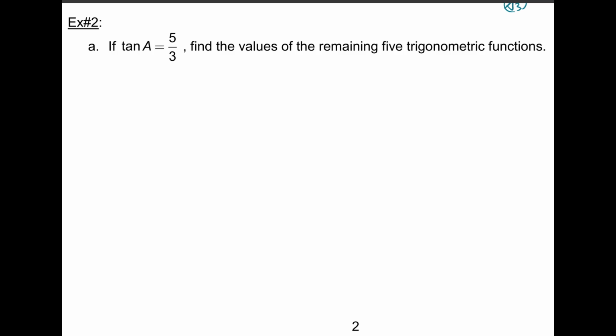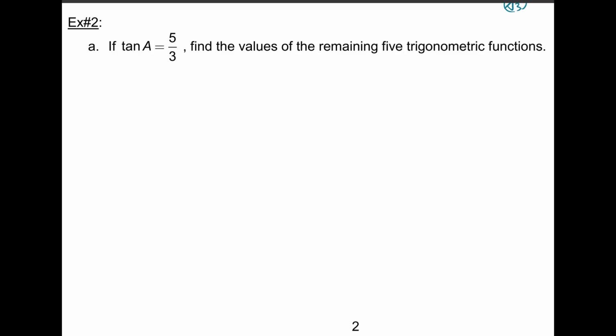All right, example 2. If tangent of A is equal to 5/3. So sometimes your book, the problems I assign, the SAT, ACT, they won't use theta. Sometimes they'll put in a different variable. But most of the time they do use theta. That is the standard to go with. All right, so if tangent of my angle is 5/3, find the values of the 5 remaining trig functions.